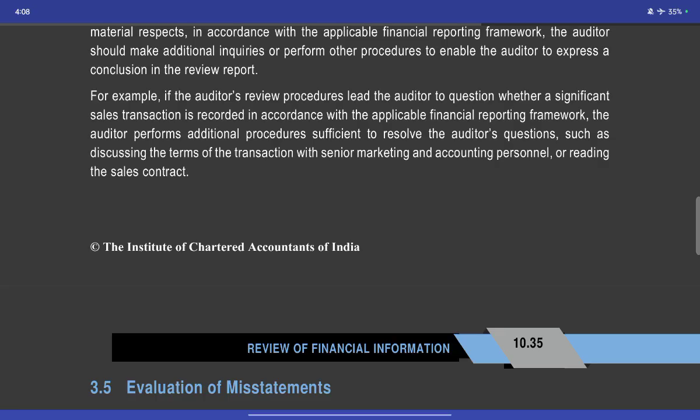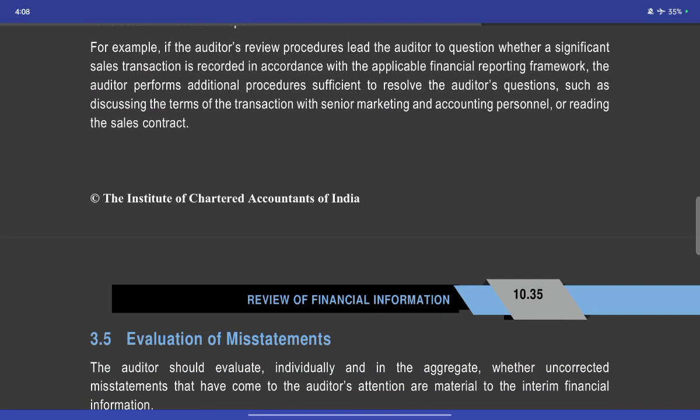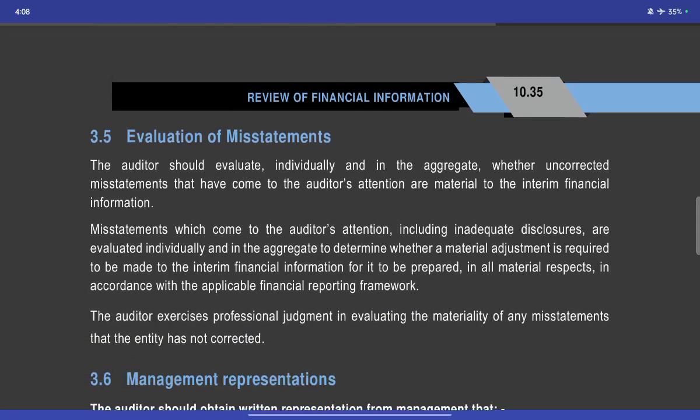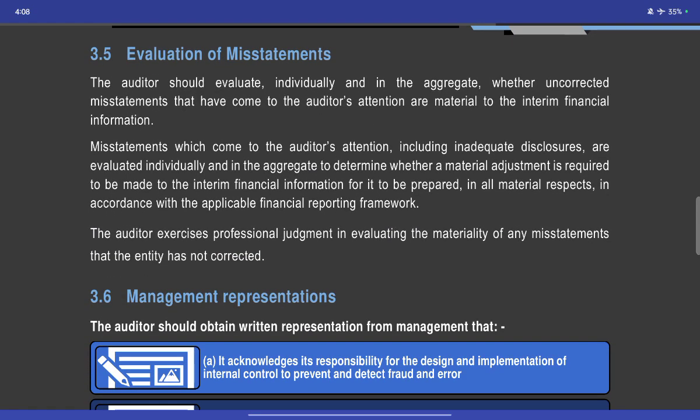For example, if the auditor's review procedures lead the auditor to question whether a significant sales transaction is recorded in accordance with the applicable financial reporting framework, the auditor performs additional procedures sufficient to resolve the question, such as discussing the terms of the transaction with senior management and accounting personnel, and reading the sales contract.